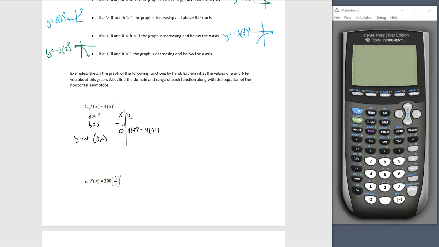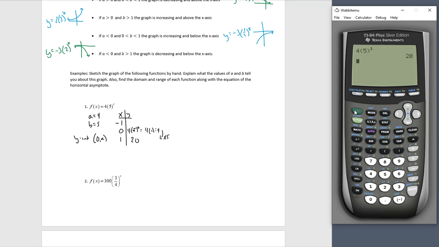But you see what the base multiplier does. Suppose I go one value after that. So if after an x value of 0, I increase my x by 1, the base multiplier says, hey, I'm going to multiply by 5. This will be 20. And I can check it over here. 4 times, in parentheses, 5 to the first power, 20.